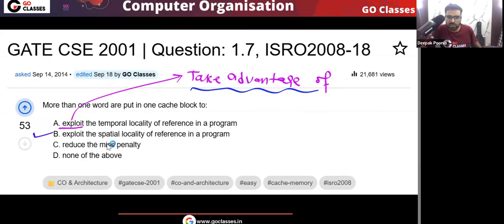Okay, remember what is spatial locality? We have seen in the previous question, the complete discussion we have done. We have seen what is spatial locality, what is temporal locality, how the cache memory will take the advantage of spatial locality, how the cache memory will take the advantage of temporal locality. All these concepts we have just now seen in the previous question. But let me just focus on the spatial locality. You know what is the spatial locality?